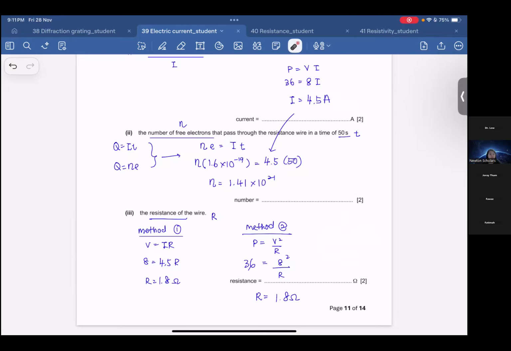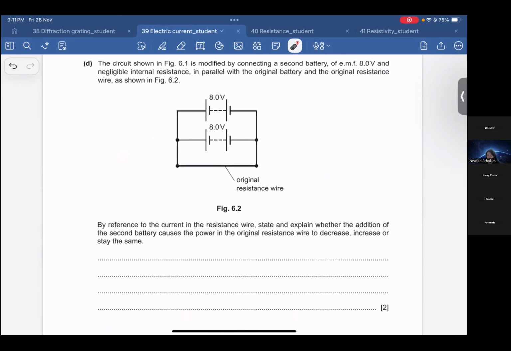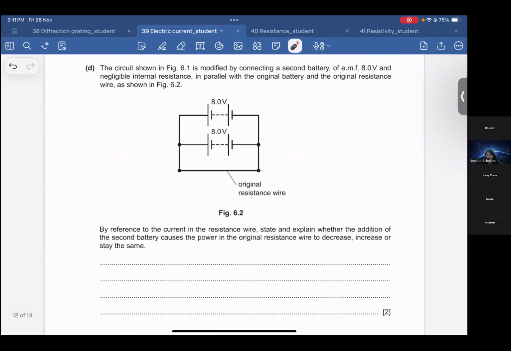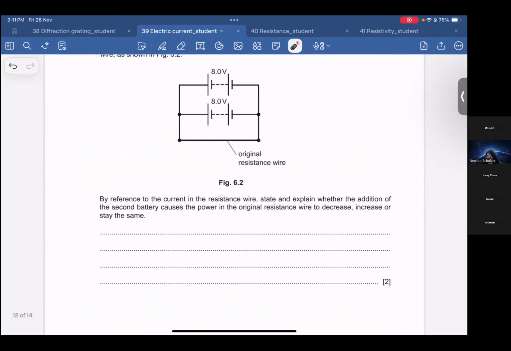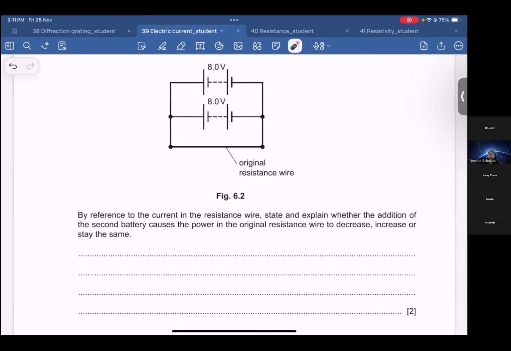Okay, let's go. The circuit in the figure is modified by connecting another second battery, same voltage, 8 volts, in parallel with it. By reference to the current in the resistance, you have to explain. State and explain whether the addition of the second battery will cause the power in the original resistance to increase, decrease, or stay the same. Think. I add another battery in parallel. Will it increase the power, decrease the power, or stay the same?